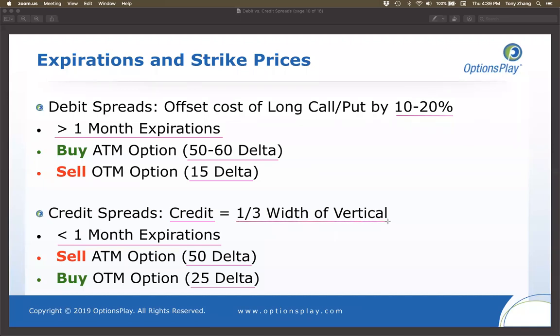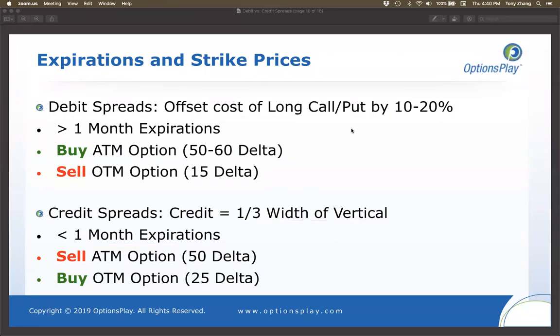So before, in the examples that we were giving, you were selling a 100 strike put, buying back a $90 put. That's a vertical width of $10. And what you want to do is receive roughly 1/3 of that. So in the example before, we were collecting $3 out of a $10 wide spread. So that's roughly 1/3 of the width. That is the type of strikes that we typically will utilize for a credit spread.